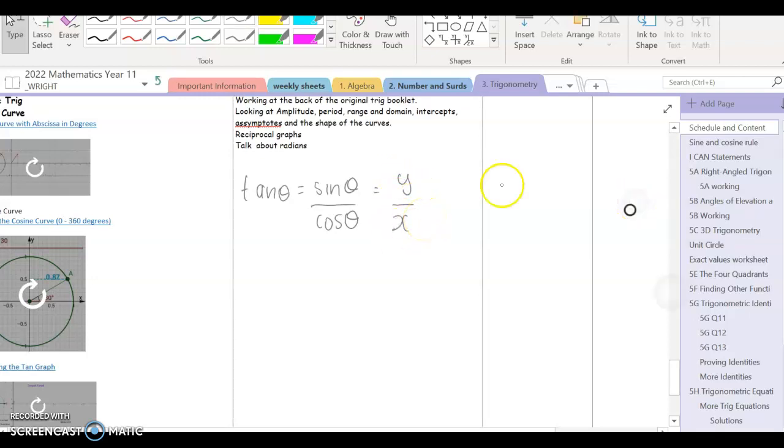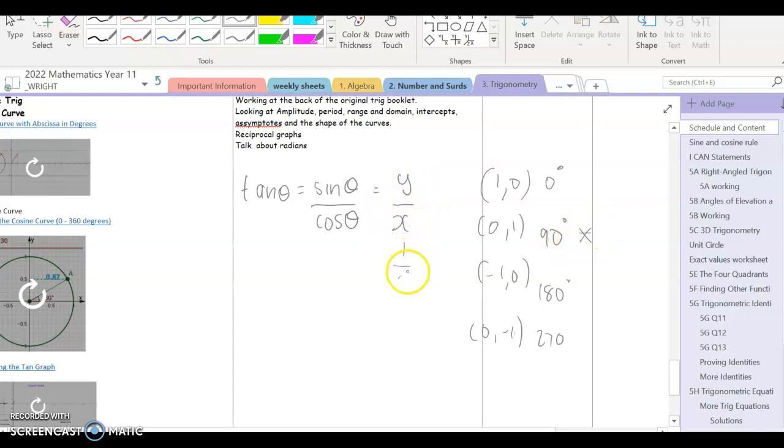And as we move around our unit circle, we're going to cross axes at these points. What we're going to relate to are our points 0, 1, minus 1, 0, 0, minus 1. So what we're going to find is we're going to be dividing our y by our x. So for example, when we get to 90 degrees, we're going to have 1 divided by 0. 1 divided by 0 is an error on your calculator, or what we normally call it is undefined.